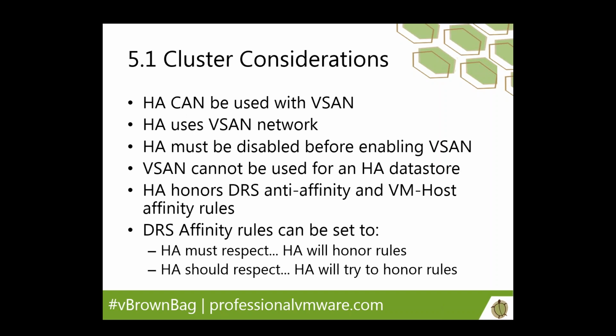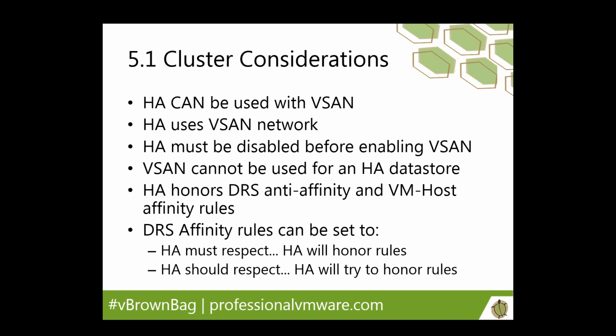Some cluster considerations. So we started talking about HA, and then we hopped into DRS. So just a few considerations. HA can be used with vSAN. HA uses the vSAN network when it's doing heartbeats. So one requirement when you enable vSAN is that HA has to be disabled initially. So once vSAN is set up, you can then enable HA. If you've already had HA enabled on a cluster and you're adding local disk to leverage vSAN, you'd have to turn HA off before you can enable vSAN, and then you can re-enable HA afterwards.